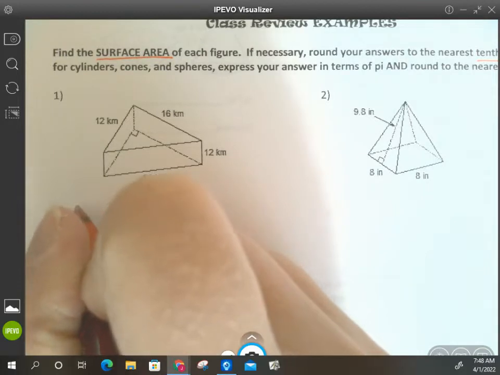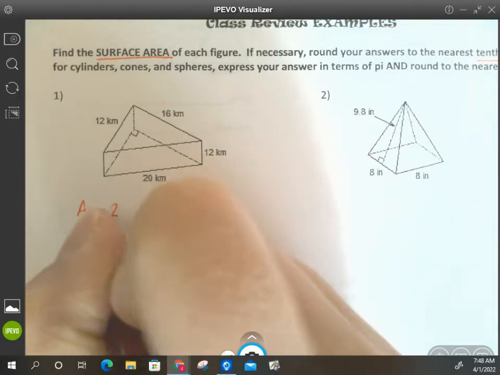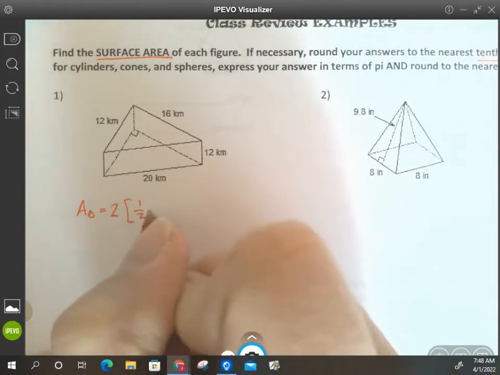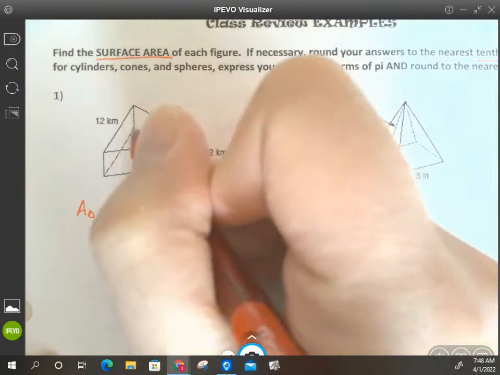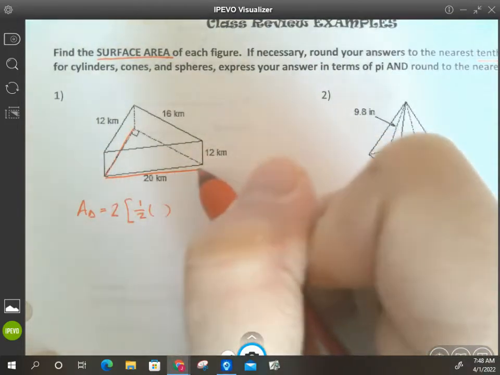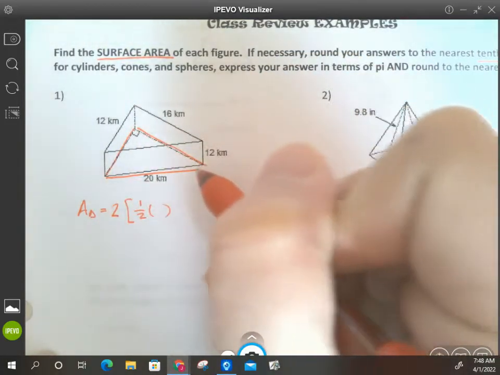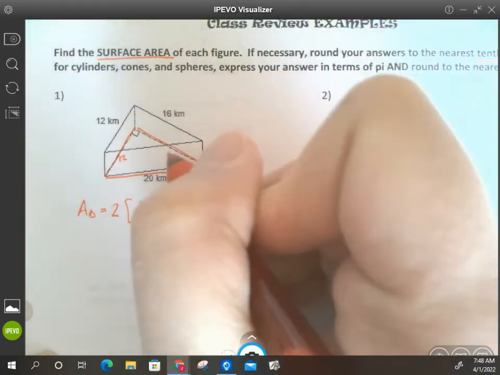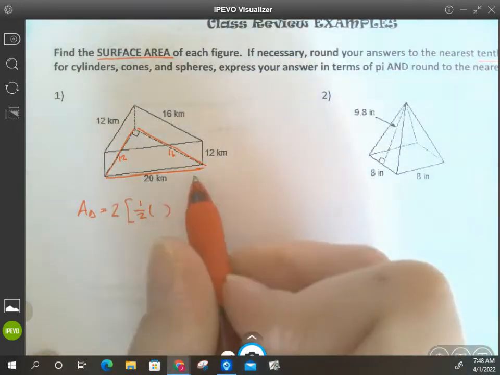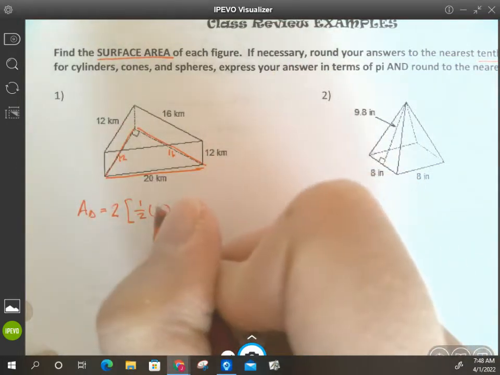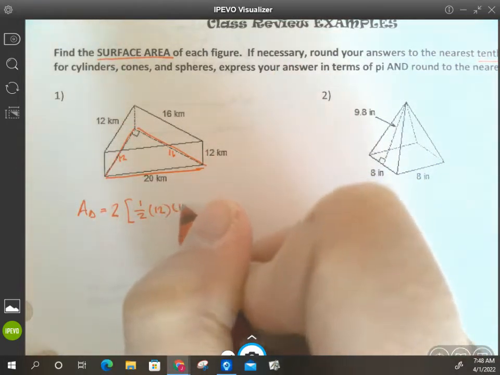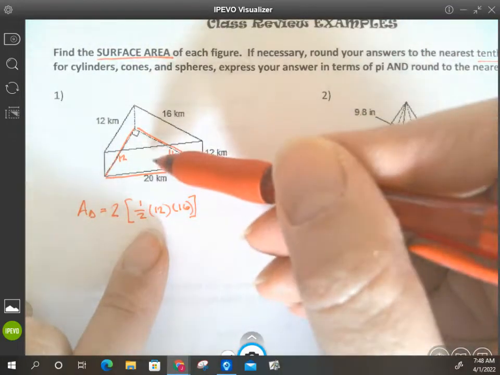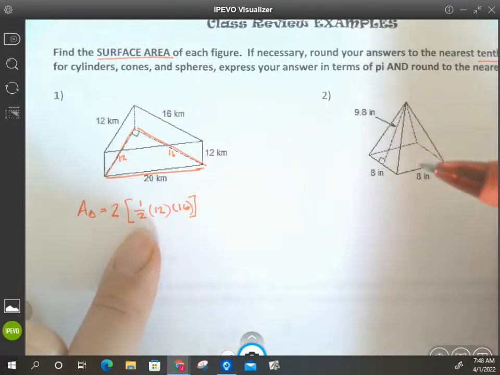So area of triangle, we have 2 of them. Now the area of a triangle is 1/2 the base. Okay, now look at your triangle, find it. I guess we could look at the top part or the bottom part. And the idea is that if this is 12, this is 12 down here. If that's 16, this is 16. I don't need the 20. So it's 1/2 of the base 12 times the base 16. That is the area of the bottom. And I have 2 of them, so area of top and bottom.